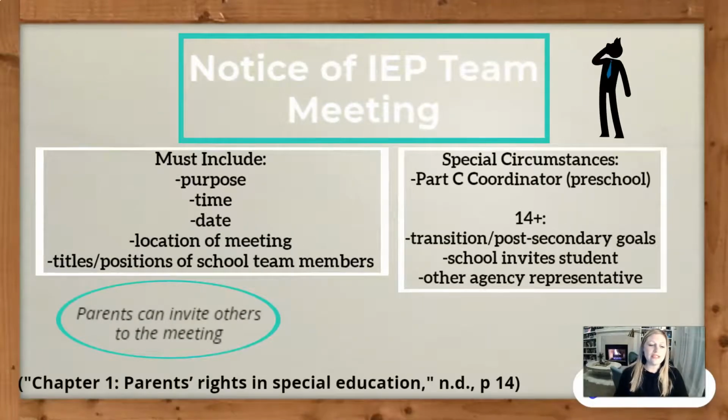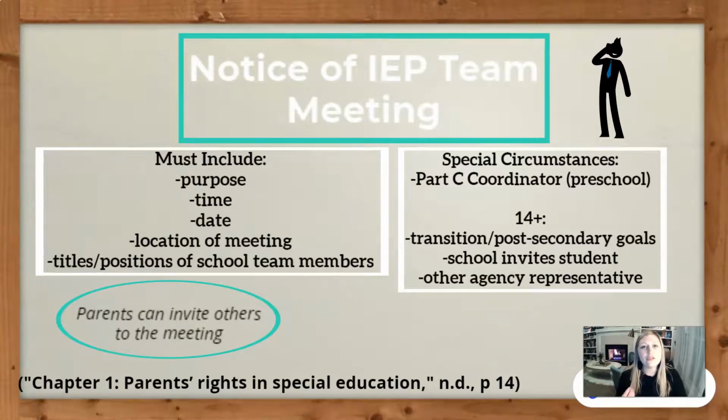So the school must take steps to ensure that one or both parents are able to attend the IEP meeting, and that is done through a notice of the IEP team meeting, and it has to include the purpose, time, date, location, titles and position of the people attending. Under special circumstances, there could also be a Part C coordinator. And then when the student is 14, the notice must indicate the transition and post-secondary goals will be reviewed.